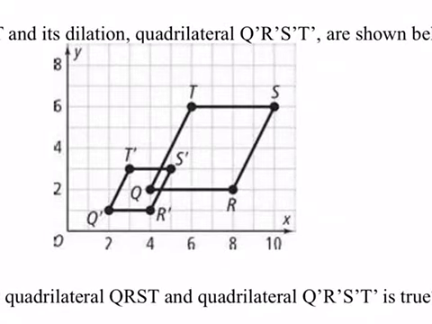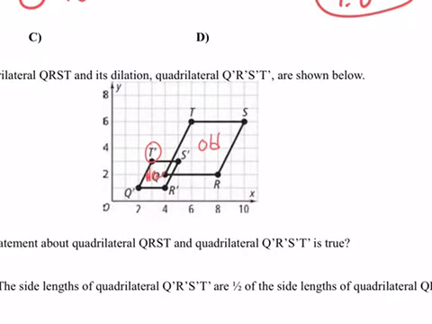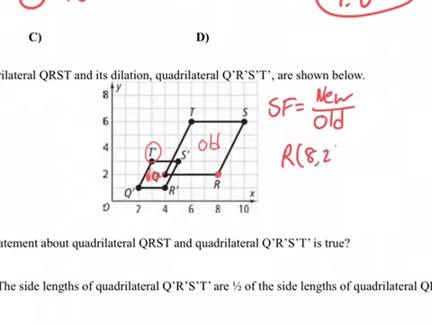So taking a look, the primes right here, if you can see the little mark above it, that means that this is the new one, okay? This is the old one. So to find out what our scale factor is going to be, scale factor is new divided by old. The best way to do that on a figure is to get some points. I like sticking with simple ones. So we'll use R, since I haven't covered this one up. So R looks like that is over 8 and up 2. And then R prime is going to be over 4 and up 1.